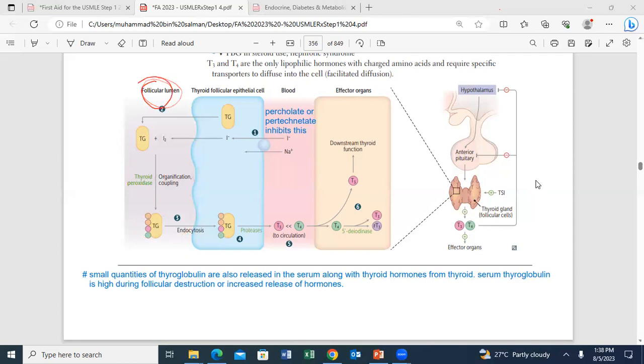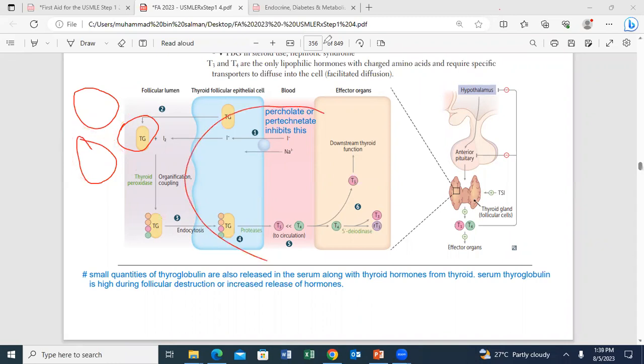What is the follicular lumen? If you have a look at the histology of the thyroid gland, it basically has colloid-filled follicles. Let me just draw it for you. You can see, for example, these are the colloid-filled follicles. Between the follicles are the parafollicular cells where calcitonin is produced. But the major production of thyroid hormones is by the follicles. So you can see that the follicular lumen is the place where this organification coupling is taking place.